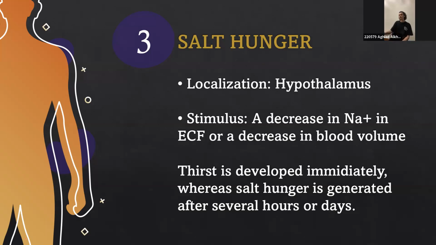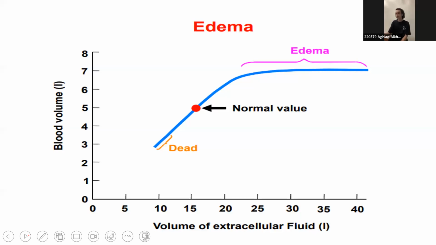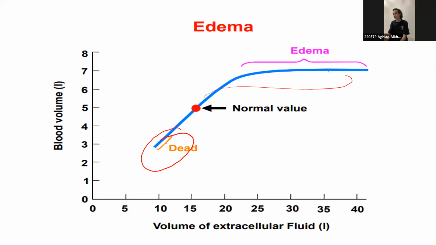Okay, and then here it says that thirst is developed immediately, whereas salt hunger is generated after several hours or days. That's why people die within a much shorter amount of time because of thirst than hunger. Your body is more tolerable to hunger than it is to thirst. Okay, and this shows you that if there's too little volume, you die. And if there's too much, that's pathological now, that's edema. Okay, so yeah.